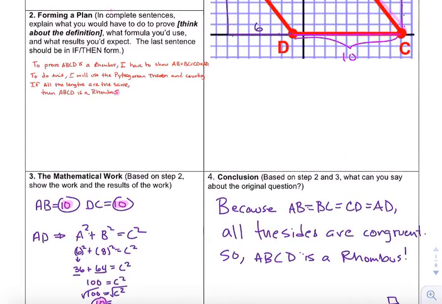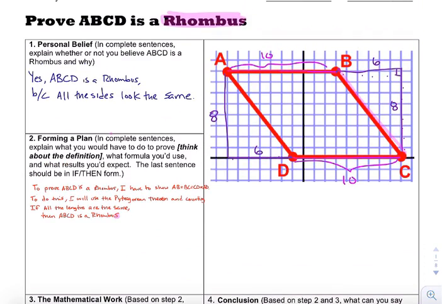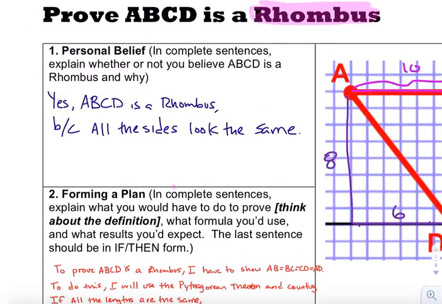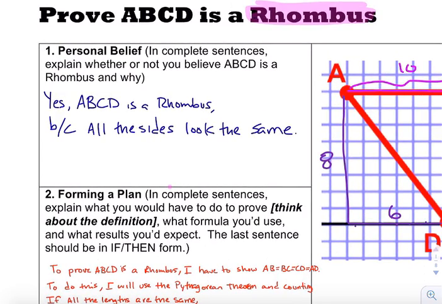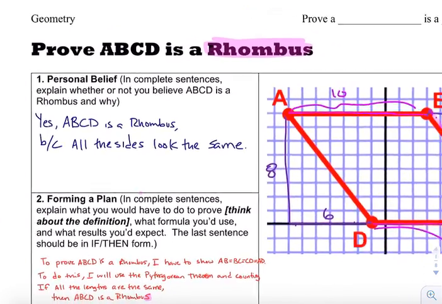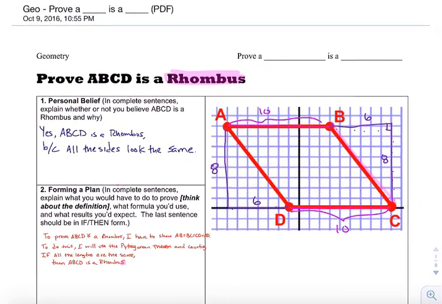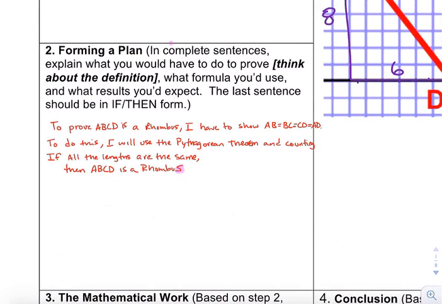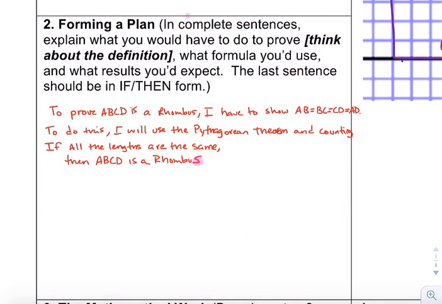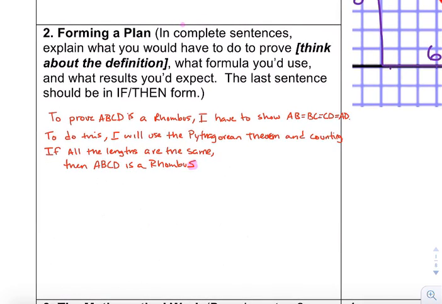And so again, this is a very formal argument, maybe overly formal for this application, but nevertheless, this is what you guys need to learn right now. And so we had a personal belief that this was a rhombus because the definition said all the sides are congruent, and those look it. We made a formal plan for what we're going to do. So we know to prove a rhombus, because of the definition, you have to show all the sides are the same. We're going to use the Pythagorean theorem and counting to do it. If all the lengths are the same, then this guy's a rhombus. And so that's what we're going to commit to doing objectively.